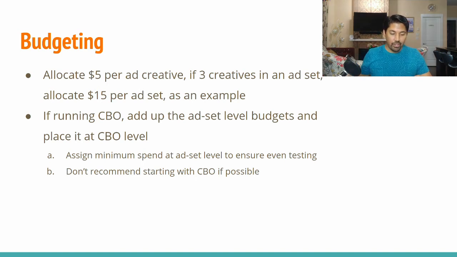And then you can assign a minimum spend at the ad set level to ensure that the test is even, so Facebook doesn't just dump the entire budget into one particular ad set. You have a bit of even testing going on through the different interests, and then you can decide which one to scale up further, right? My recommendation is, if you have the ability, don't start with CBOs when you're testing a new product. Use it when you're scaling, but not when you're testing, if you have the option.